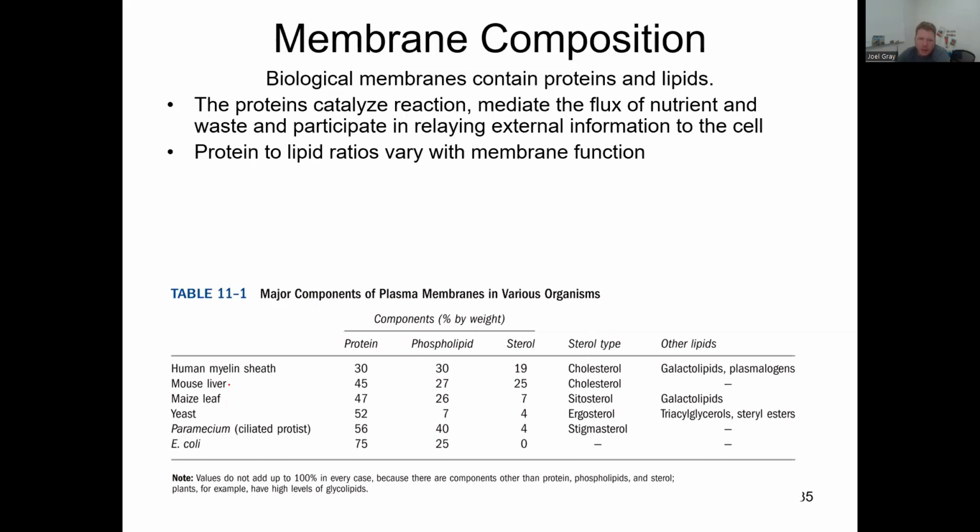For instance, in a human myelin sheath cell, 30% of the weight of the membrane is protein, 30% is phospholipids, and almost 20% is cholesterol. If you take a yeast cell membrane, 52% is protein, 7% phospholipid, 4% sterol. If you take E. coli cells, 75% protein, 25% phospholipid, and 0% sterol, which is not too surprising because E. coli does not synthesize sterols.